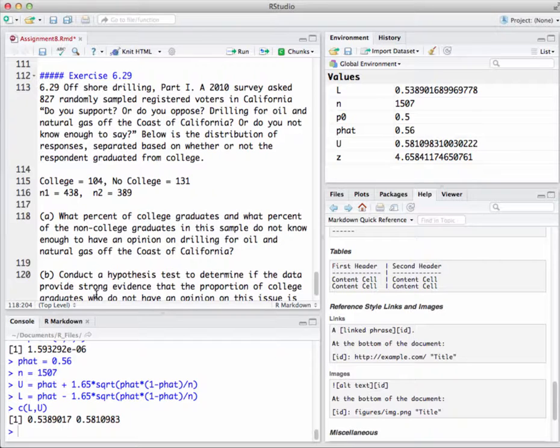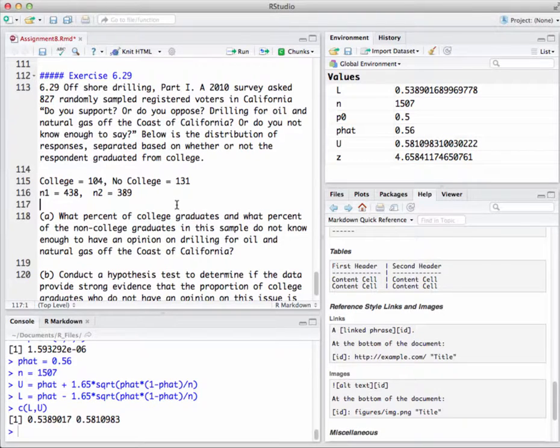So I'll let you go take a look at the table in the textbook. I've just grabbed the relevant information we needed off of the table, which was how many of them said they did not know enough to say but went to college, and how many of them said I don't know enough to say but had no college, and then the total number of folks in the college column and the total number of folks in the no college column. Okay, so the 438 and 389 add up to the 827, the total number of people.